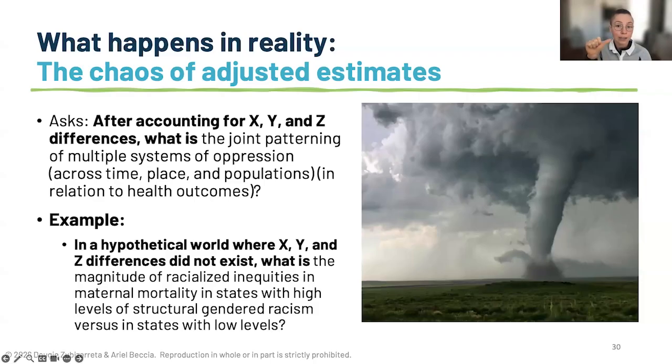And then an example research question that's a little more specific would be, in a hypothetical world in which such age, region, and income inequality differences did not exist, what is the magnitude of racialized inequities in maternal mortality in states with high levels of structural gendered racism versus in states with low levels? And so what you might be thinking about is that these hypothetical contrasts are describing the world as it doesn't exist. And that then raises important questions about who our findings are actually applicable to, if anyone, in reality. And then also, what are the interpretations and implications based on these analyses? Like, what can we actually do if these populations don't exist?